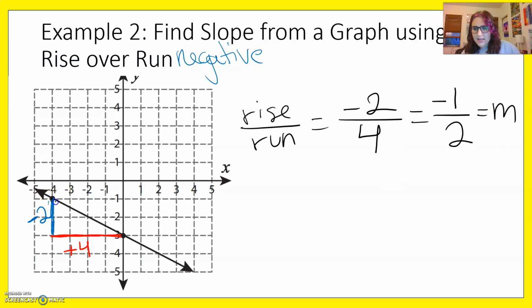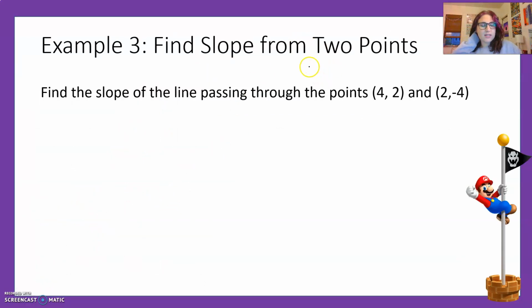And I can see that I could use this point too, and I would go up 1 and over negative 2. So you can again pick any 2 points on the graph for rise over run. All right, let's do one more example. So this is an example using the slope formula.